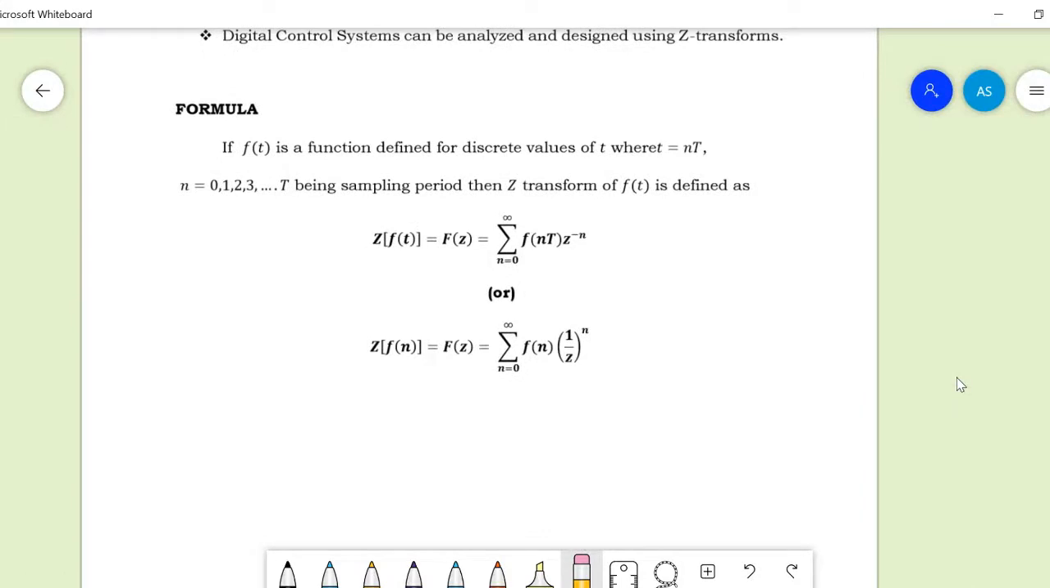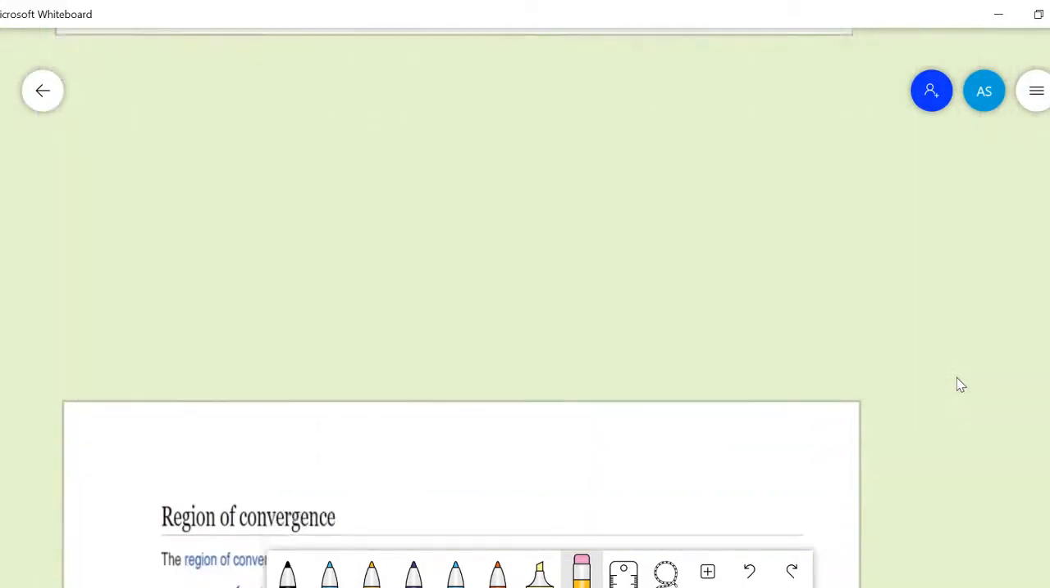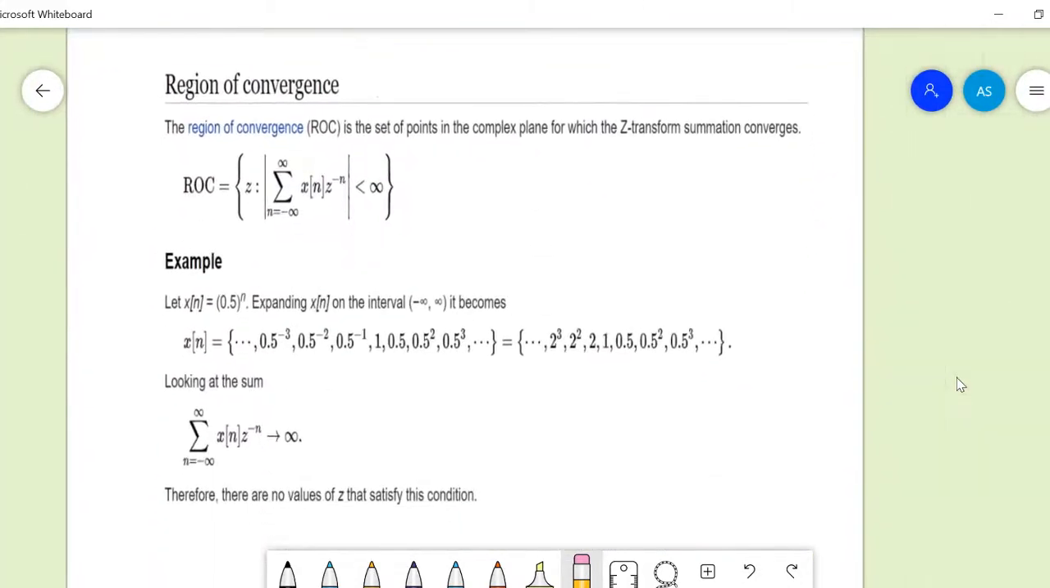So the mathematical formula for finding the Z-transform for a given sequence: Z of f of t is summation n ranges from 0 to infinity f of n of t into z power minus n, or f of n into 1 by z whole power n. Next one, region of convergence. The region of convergence is a set of points in the complex plane for which the Z-transform summation converges, which is defined in this expression.